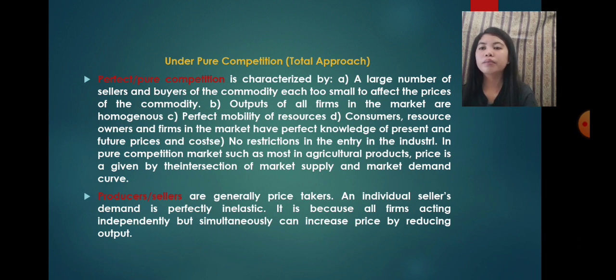In pure competition markets, such as most agricultural products, price is given by the intersection of the market supply and market demand curve. So producers or sellers are generally price takers. An individual seller's demand is perfectly elastic, because all firms acting independently but simultaneously can increase price by reducing the output.